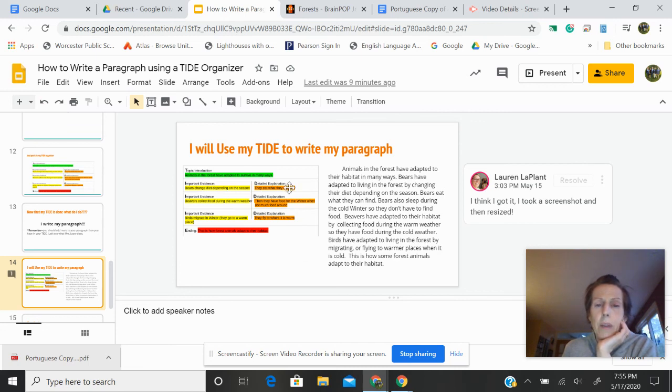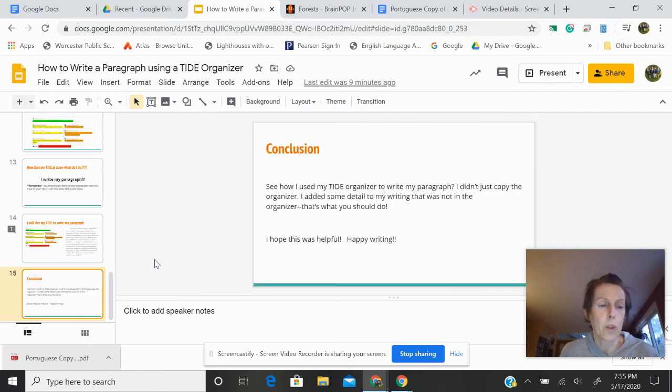I could color code my paragraph with my topic introduction, my important evidence, and my detailed explanation, but I just left it the way it is. I did not color code it for this Google Slides presentation. So to conclude, see how I used my tide organizer to write my paragraph? I didn't just copy the organizer. I added some detail to my writing that was not in the organizer. And that's what you should do.